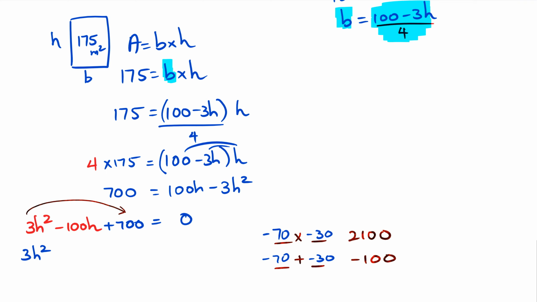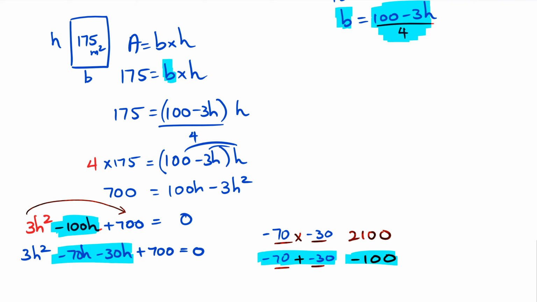I'm just going to leave it as it is. -70h minus 30h plus 700 equals 0. So what I've done is I've actually split the -100h here as -70 and -30. And then what I can do is factorize by parts.